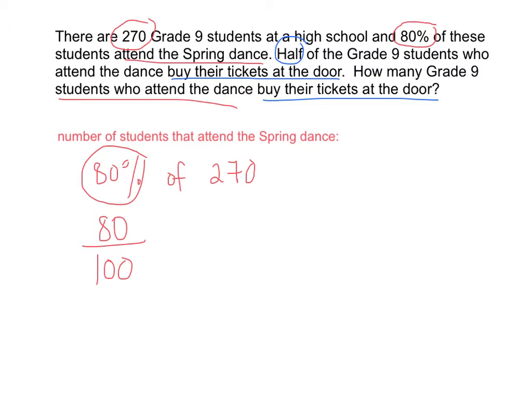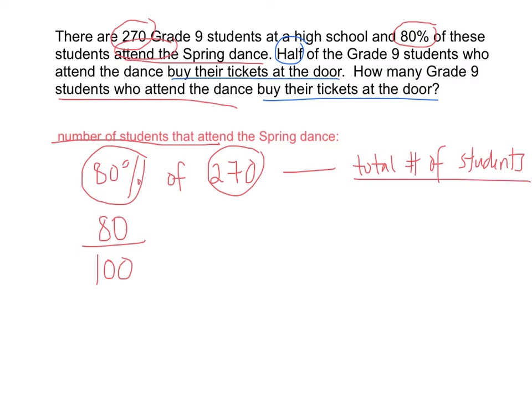Now how am I going to write 270 as a ratio? Well, a ratio shows a comparison between two things. What are the two things that I'm comparing here? We know that 270 represents the total number of students. And what is it that we're trying to find? That's right, we're trying to find out how many of these students attend the dance. So the ratio would be the number of students that attend the dance out of the total number of students.